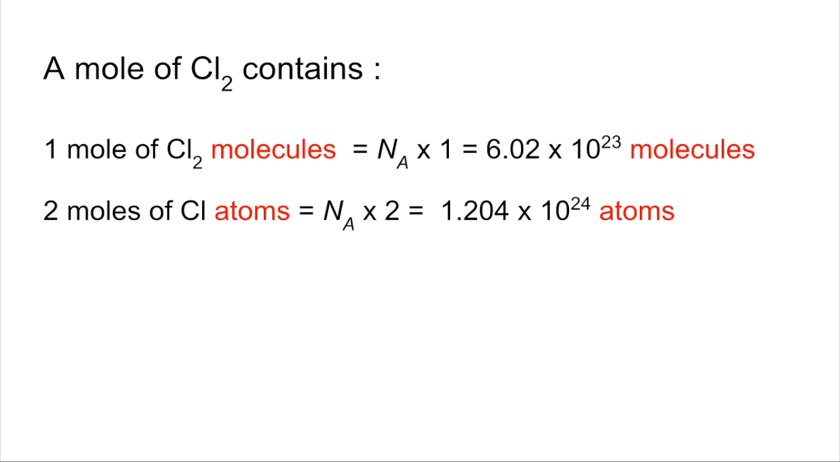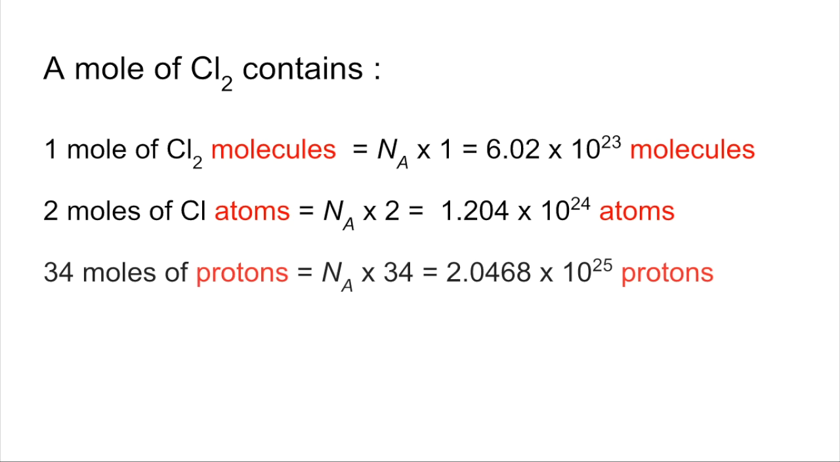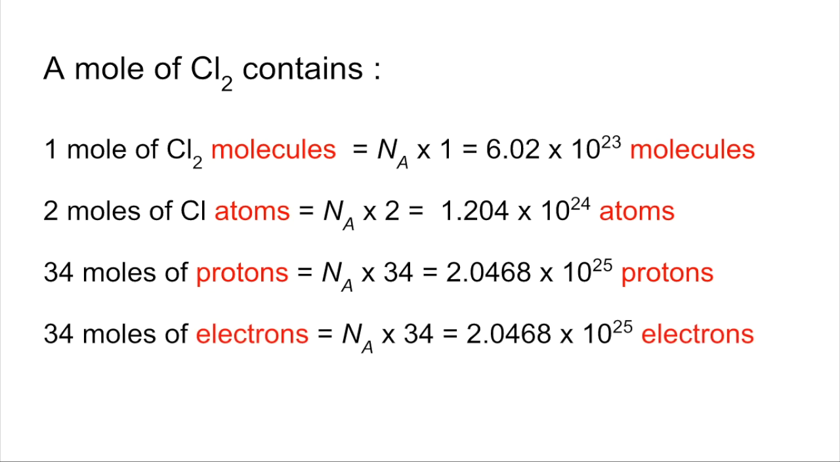You've got a mole of chlorine, Cl2, you've actually got two moles of atoms, so you'd have 2 times Avogadro's number of atoms, 1.204 times 10 to the 24. A mole of Cl2 contains 34 moles of protons, like we've already said, so you just multiply Avogadro's number by 34, and the same for electrons.